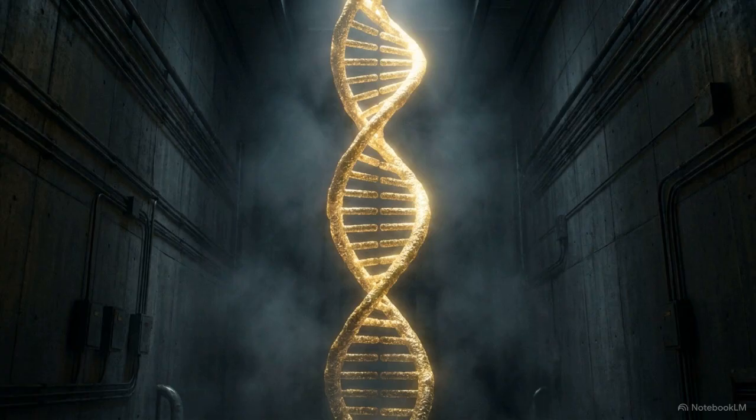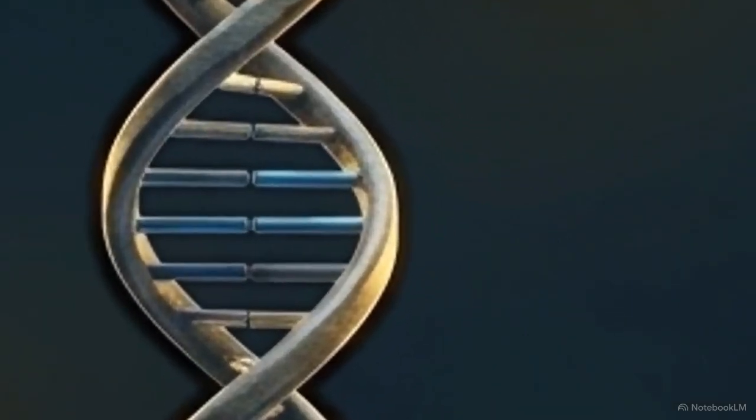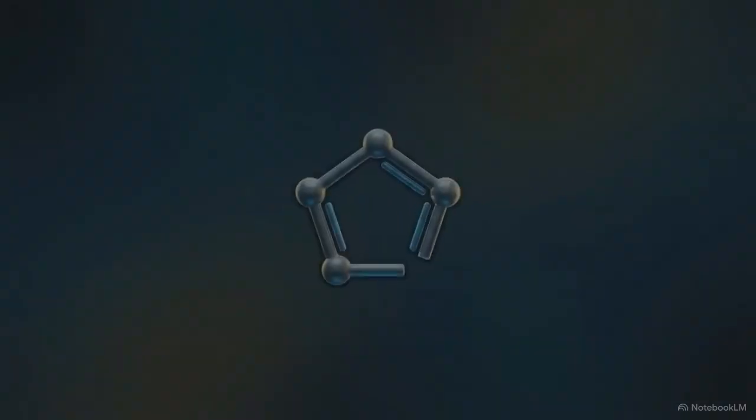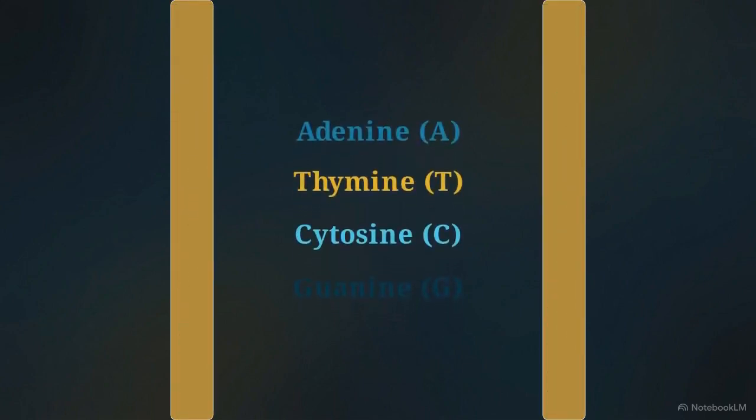Meet the architect, deoxyribonucleic acid. DNA rests completely still in the dark. Looking closely at this molecular model, you can see its structural foundation. Its sugar backbone, deoxyribose, lacks a single oxygen atom at its second carbon position. That missing atom locks the entire molecule into a rigid, highly stable state.